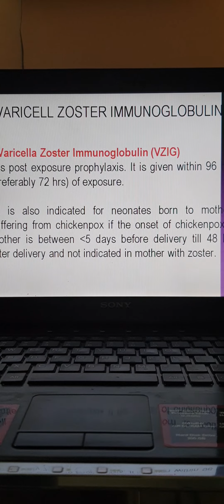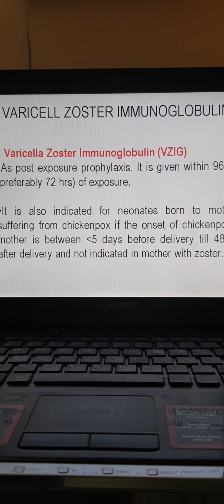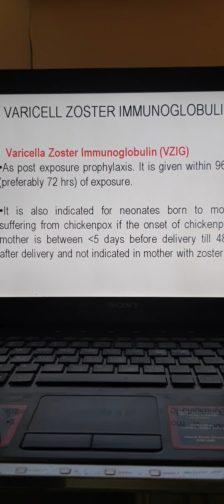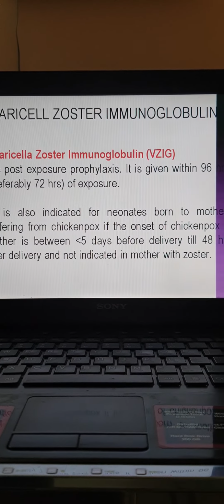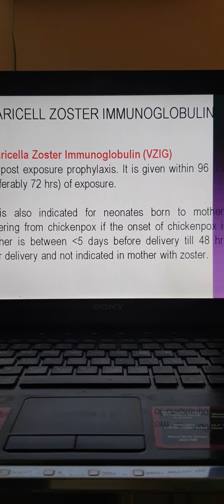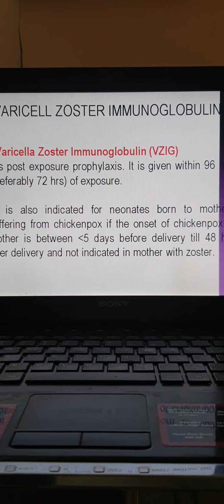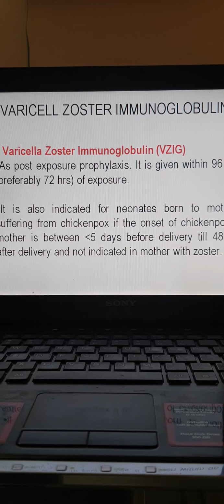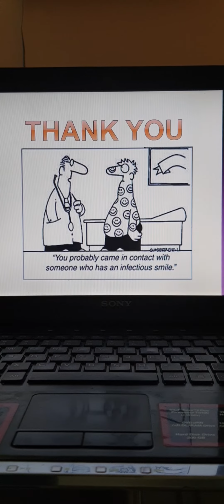Then there is varicella zoster immunoglobulin. This is recommended for post-exposure prophylaxis, and it is given within 96 hours of exposure, preferably within 72 hours, and it is indicated for neonates born to mothers who are suffering from chickenpox. If the onset of chickenpox in the mother is between less than 5 days before delivery till 2 days or 48 hours after delivery, it is indicated. This is not indicated in mothers with zoster. That's all.